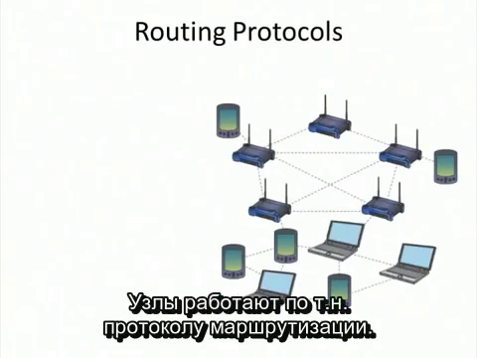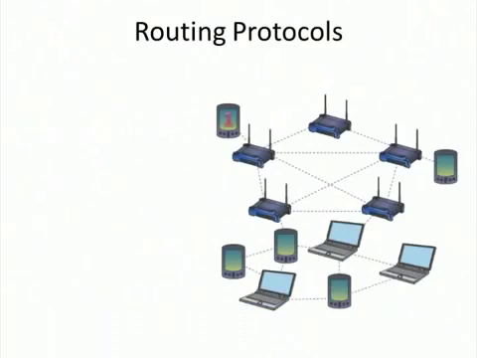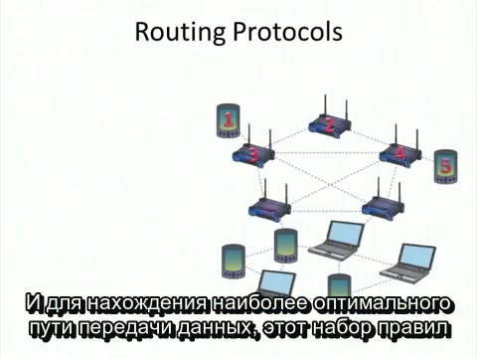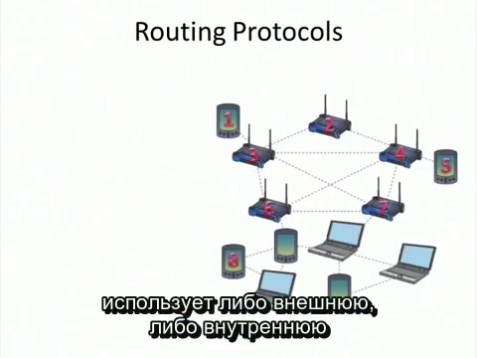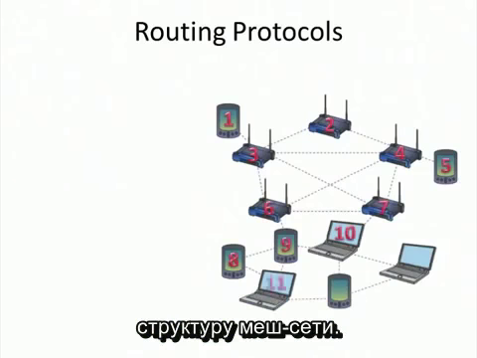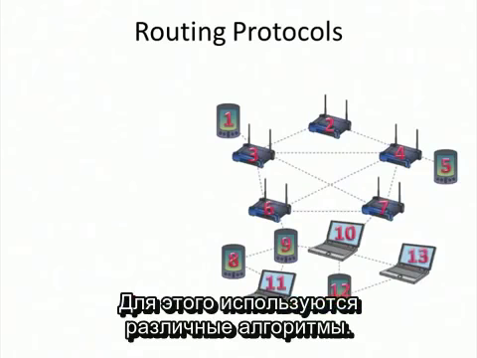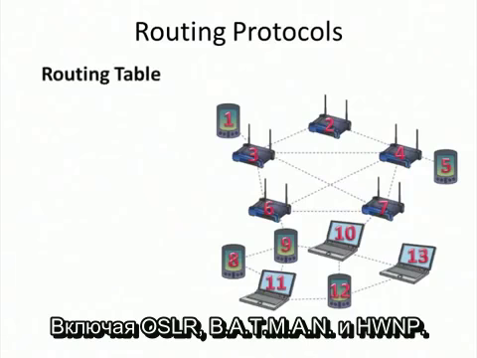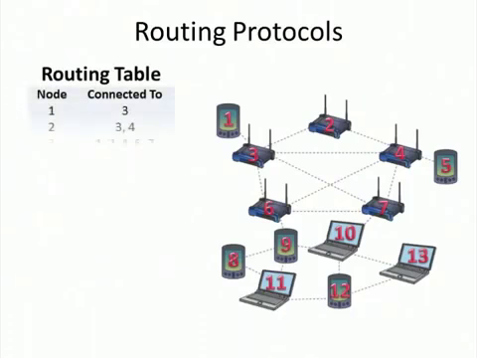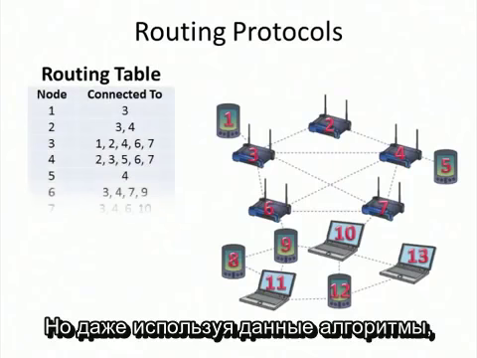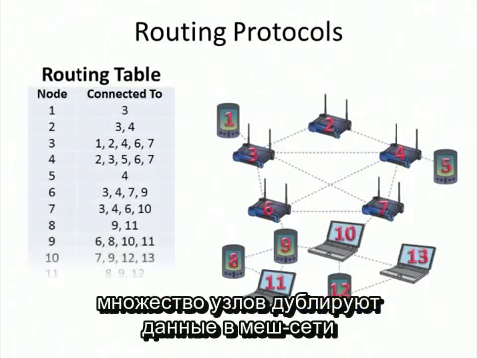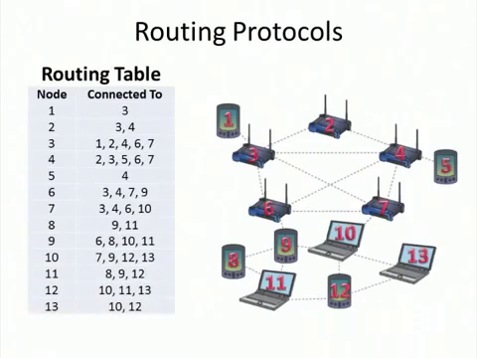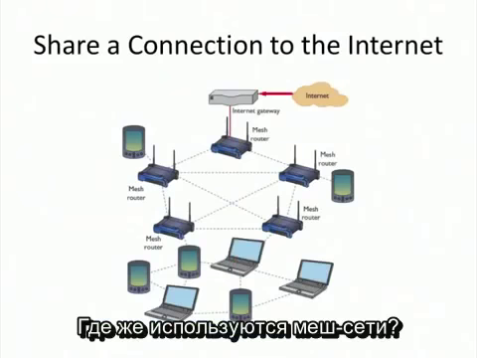The nodes accomplish this through what is known as a routing protocol. A routing protocol is a set of rules that are coded into the nodes, which uses either the local or global makeup of the mesh to determine the best path by which to send the data. There are various algorithms that are used for this, including OLSR, Batman, and HWMP. Even with these algorithms, many nodes forwarding data around the mesh can create network traffic, which can sometimes lead to network congestion.